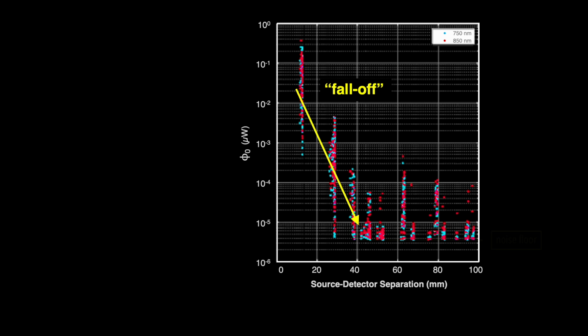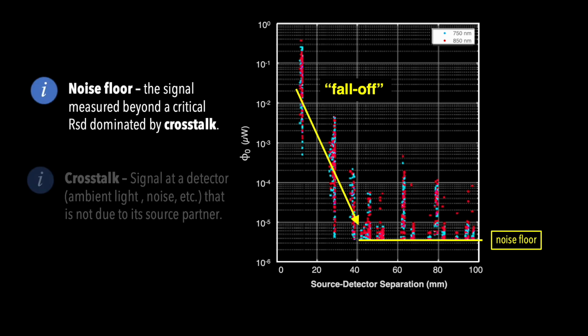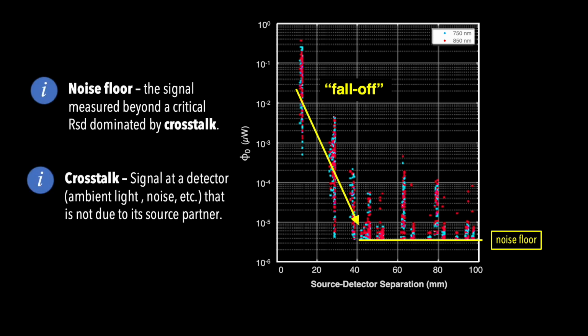The effect is due to a noise floor. In this regime, a given detector no longer responds strongly to its paired source. Rather, the signal is dominated by the optical background and other noise common to multiple array channels, a phenomenon referred to as crosstalk in the NeuroDOT documentation. The transition to the noise floor defines a second useful metric applied in QA evaluation. For the data shown here, we estimate a maximum useful source detector separation distance of 43 millimeters.